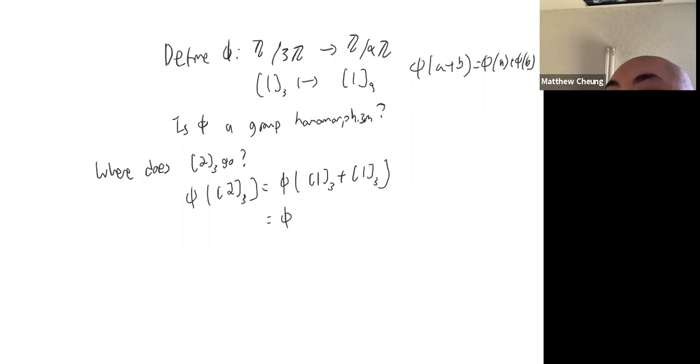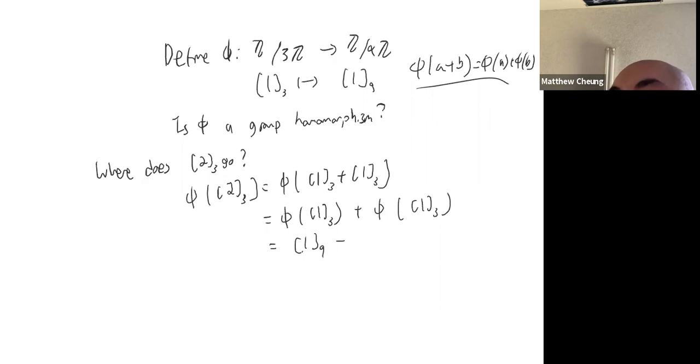And using the property, this is just phi of 1 plus phi of 1. Now, I know what phi of 1 is, it's this. So it must be 2 mod 9. Do you all see this? Yes or no? Okay, so this is okay.